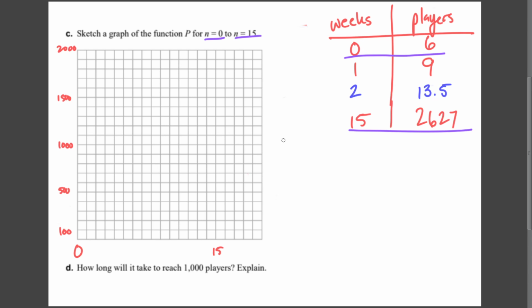First one is 0 and 6. This one is basically going to look like it's right down here at 0, 0, because there's supposed to be 100 tick marks in here, so it's going to look very low down there. My second one is going to be 15 and 2,627. Very large number. So here's my 15. Come all the way up. And this is even above where this is. So it's going to be somewhere up here. This is a really rough sketch.